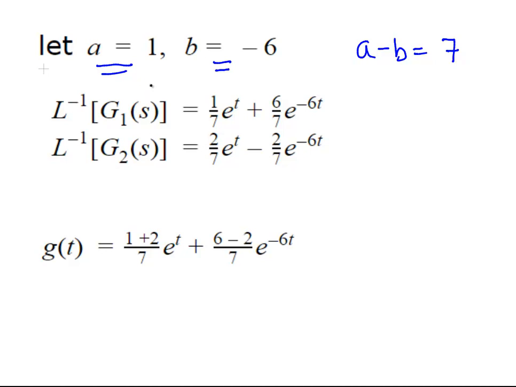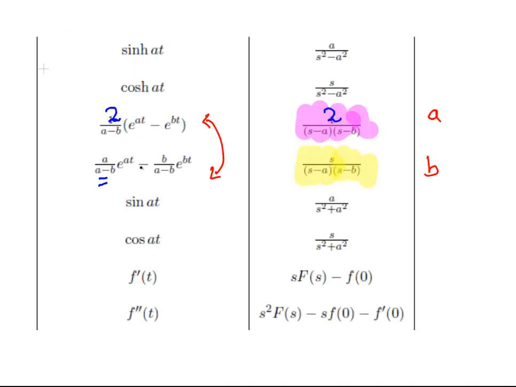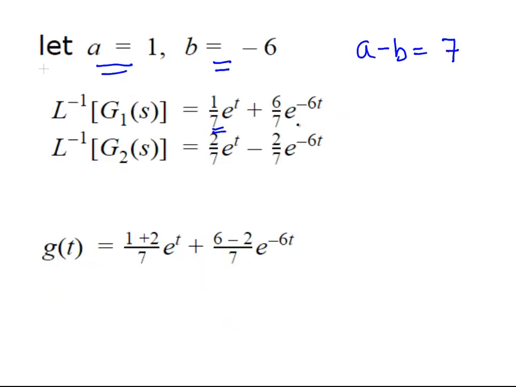So essentially, all I'm doing is subbing in the values. A over a minus b is 1/7. Minus b over a minus b is plus 6 over 7. And e to the at is e to the t, and e to the bt is e to the minus 6t. This is really easy. I'm just adding up these four terms, putting in the values, and adding them up. That's all I've done here.